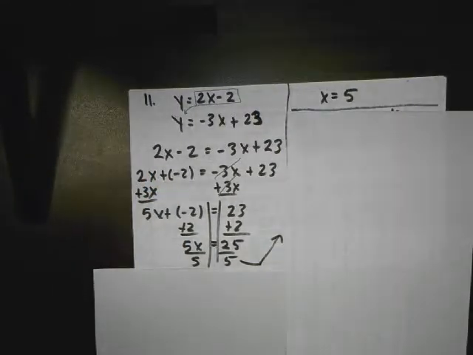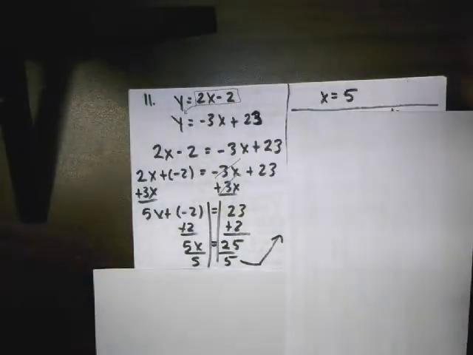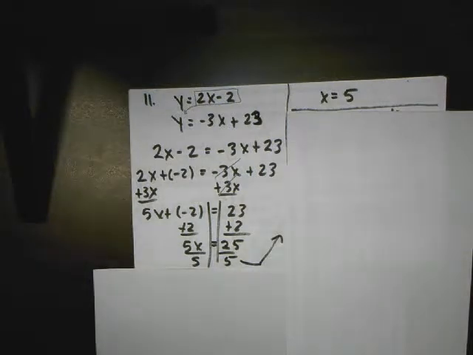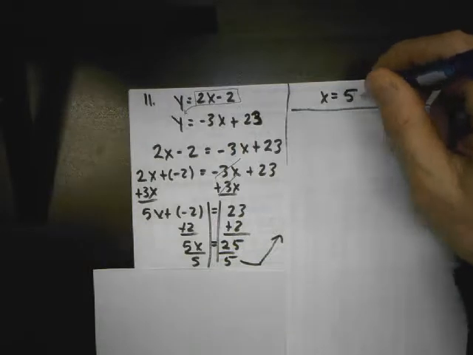Now, for this problem, number 11, they said find the x value. So I already found the x value. It's 5. I can stop right there. I don't need to find the other one because of the directions. Now, if it would have been easier to get the y first, I'd plug it back in and get the x if they asked for x. But since they asked me for x and I already found x, I can stop.